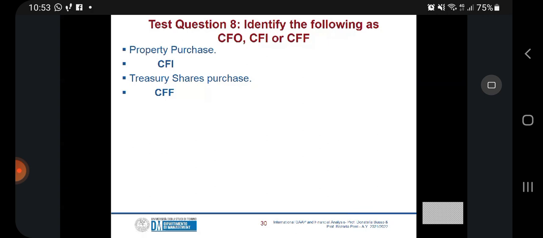Don't confuse them with treasury bonds. It's not the same. Treasury bonds are usually issued by governments. We are not talking about public finances here, no governments included. We are focusing on companies. What are treasury shares?